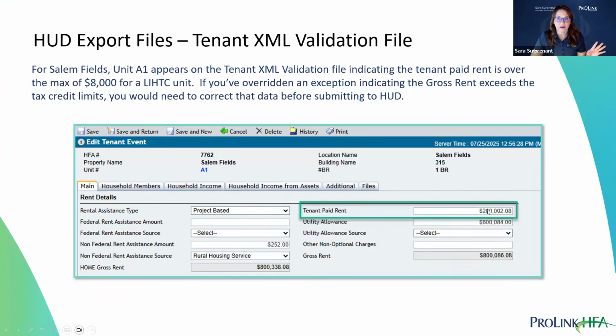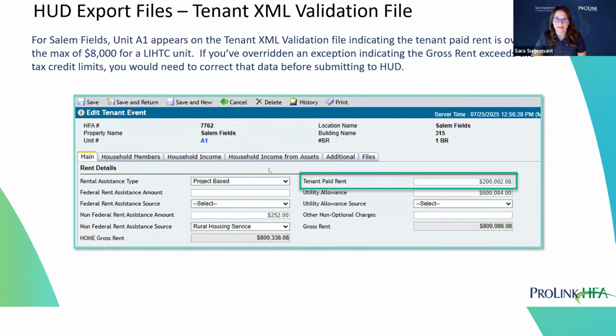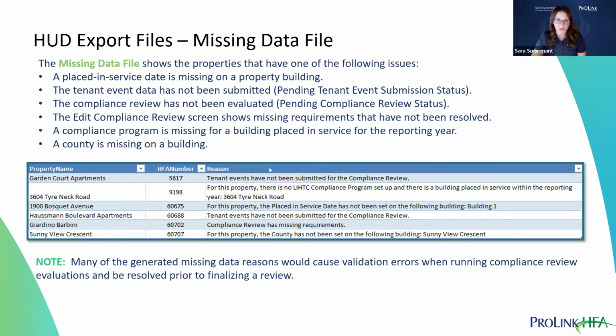And then we talk about what else? Oh, yeah, these are just the fields that you would look at when you go into your tenant event. Again, this is one tenant who paid rent of $200,000. This is going to be caught way, way before it even gets to that. But these are some examples of what you would see.